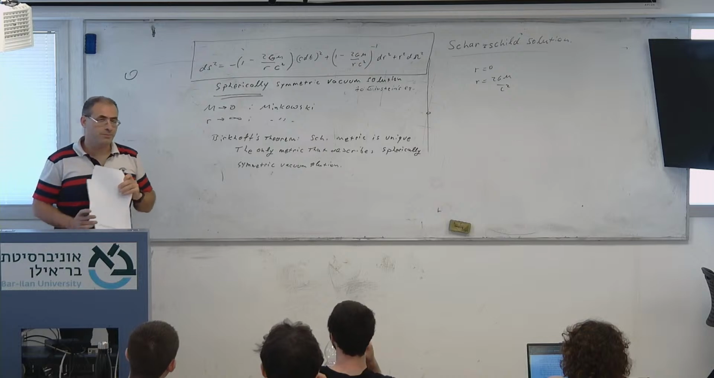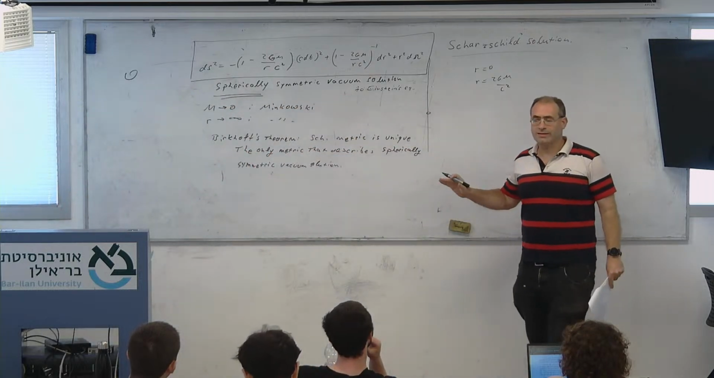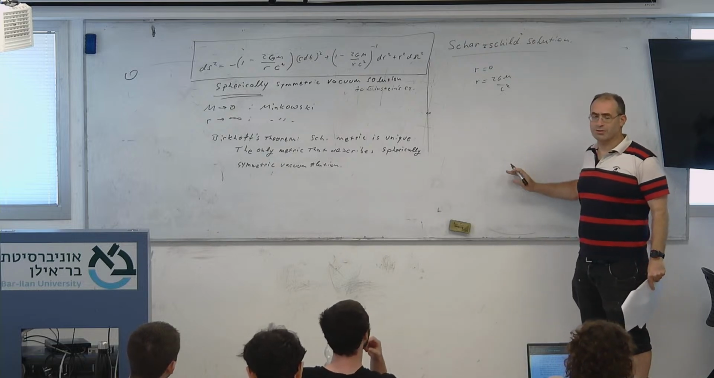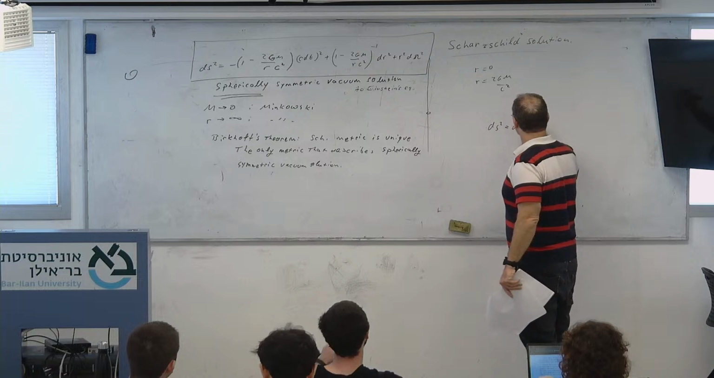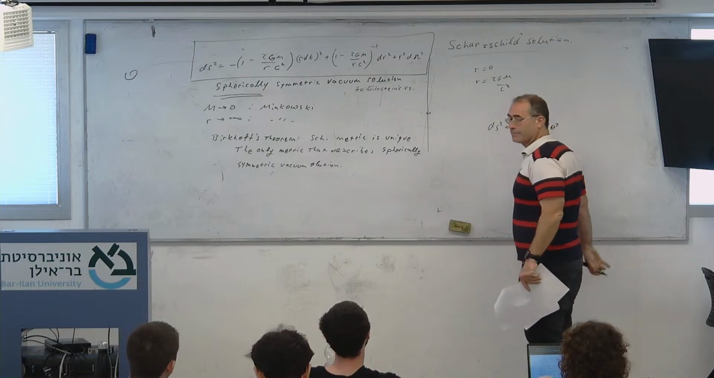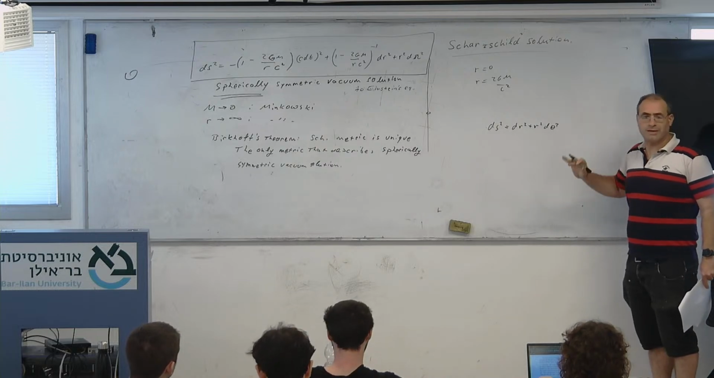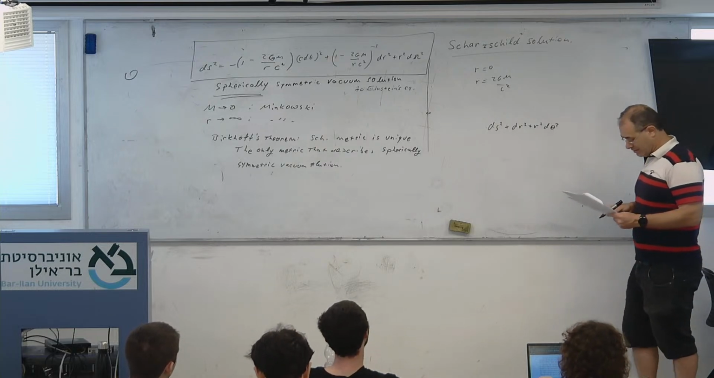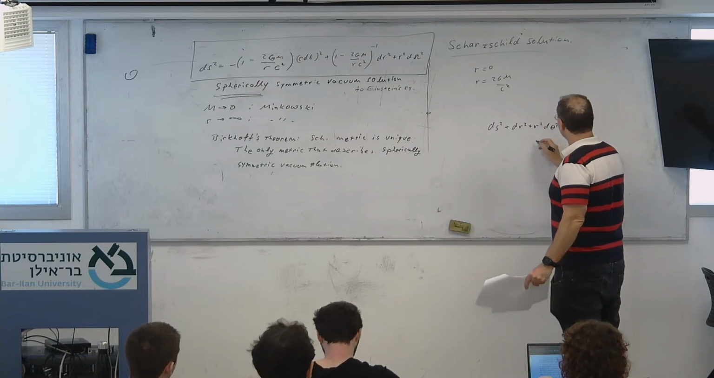For example, I can describe Euclidean two-dimensional space using spherical coordinates, right? I can write down ds squared equal dr squared plus r squared d theta squared, right? And that's fine. There's nothing problematic. But then what happens? What is g theta theta?